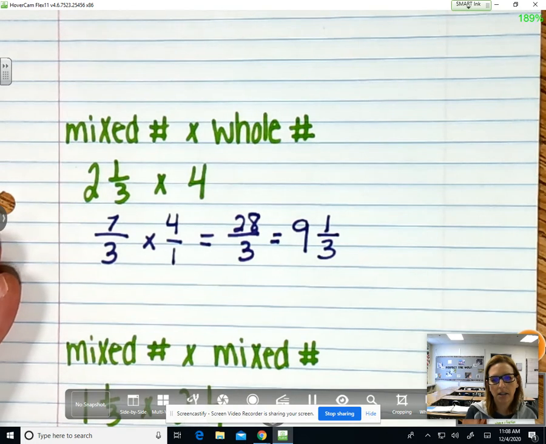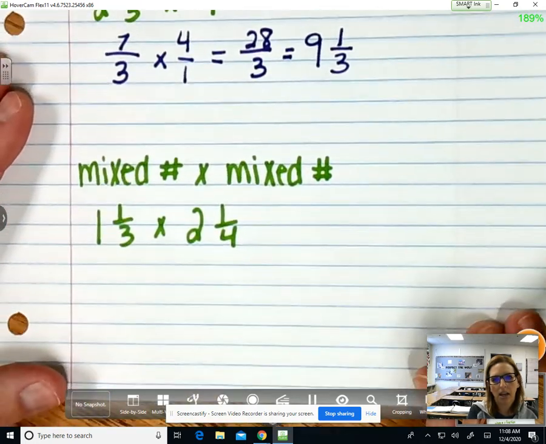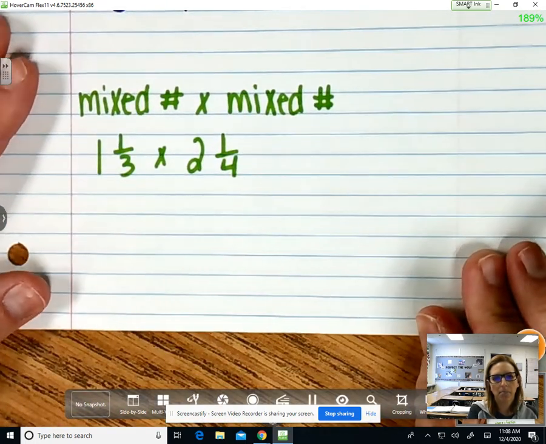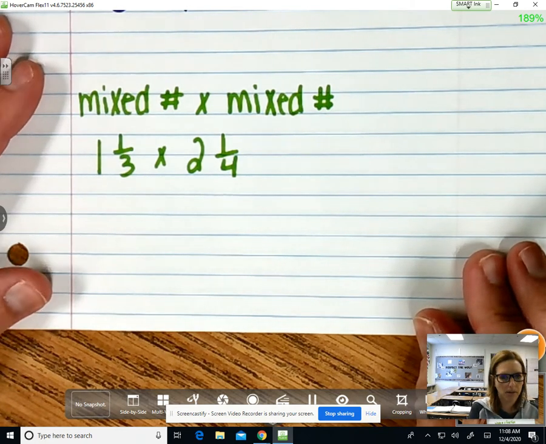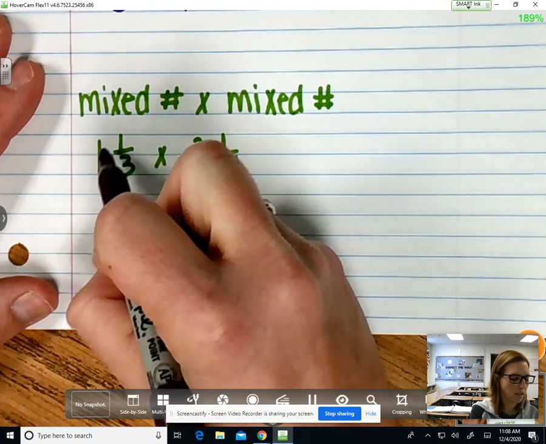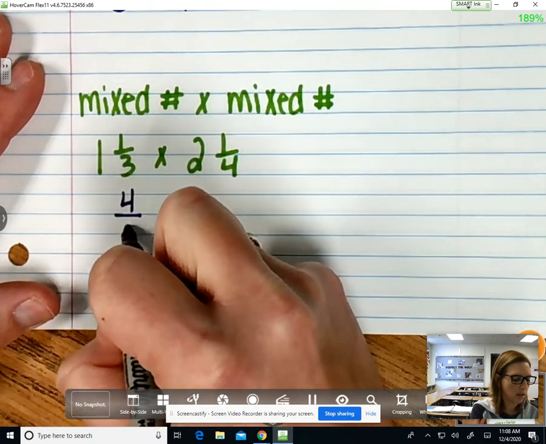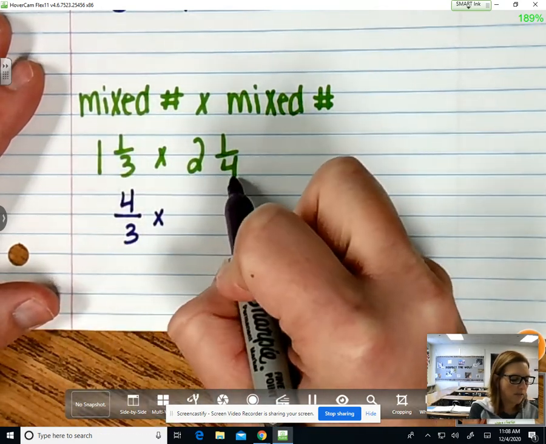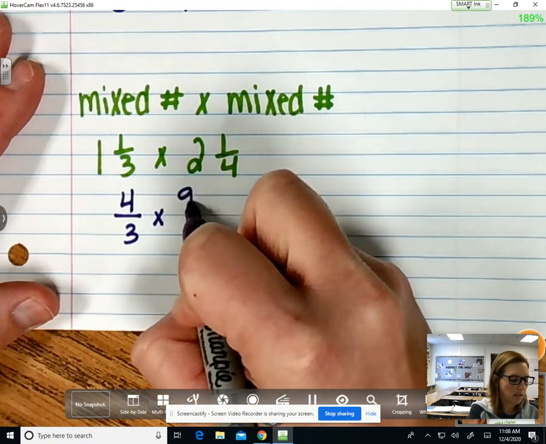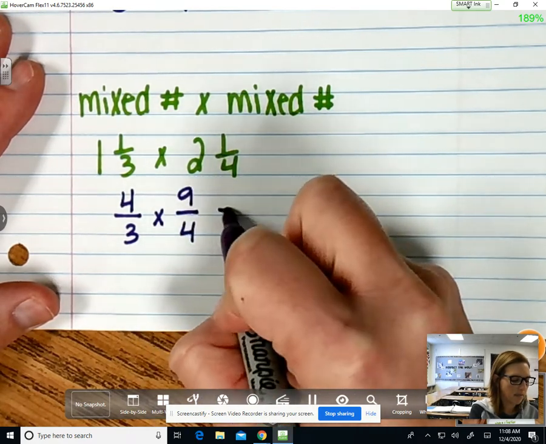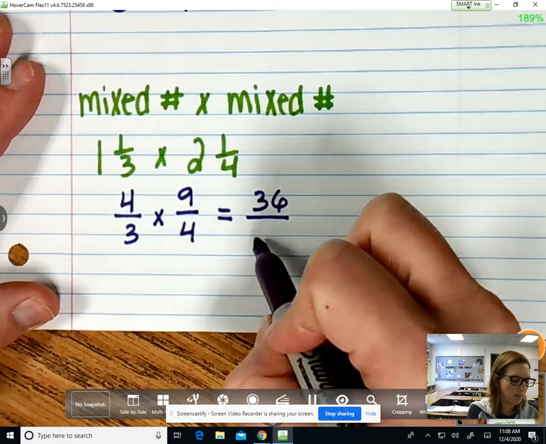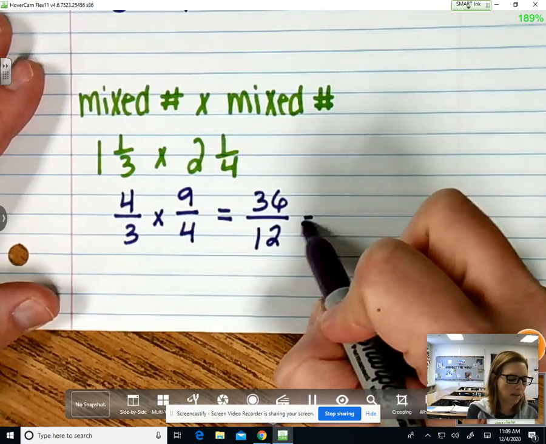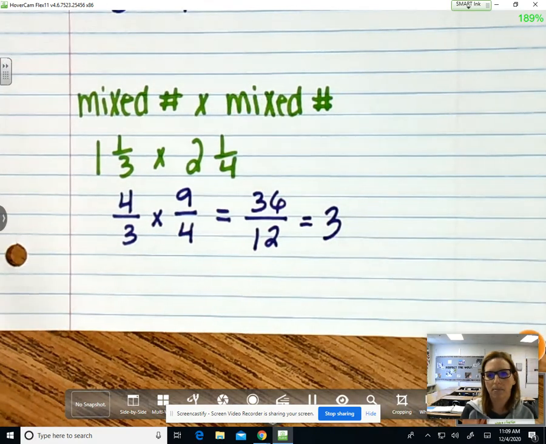And the last situation you may run into is a mixed number times a mixed number. I'm going to change both of these to improper fractions. 3 times 1 is 3, plus 1 is 4. And 4 times 2 is 8, plus 1 is 9. 4 times 9 is 36. 4 times 3 is 12. 12 fits into 36 3 times.